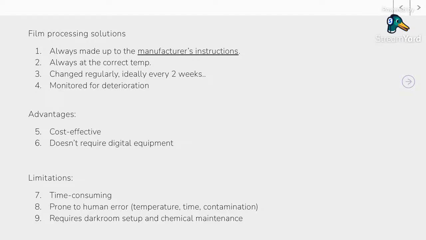The advantage is that it is cost effective and it doesn't require any digital equipment. But the limitations are that it is time consuming and very prone to human error, for example the temperature, the time, and contamination, and it requires a darkroom setup and chemical maintenance. Okay, this is all about manual processing.